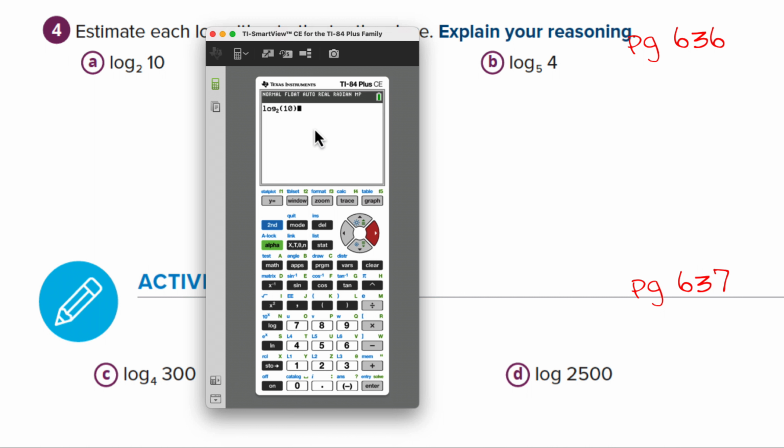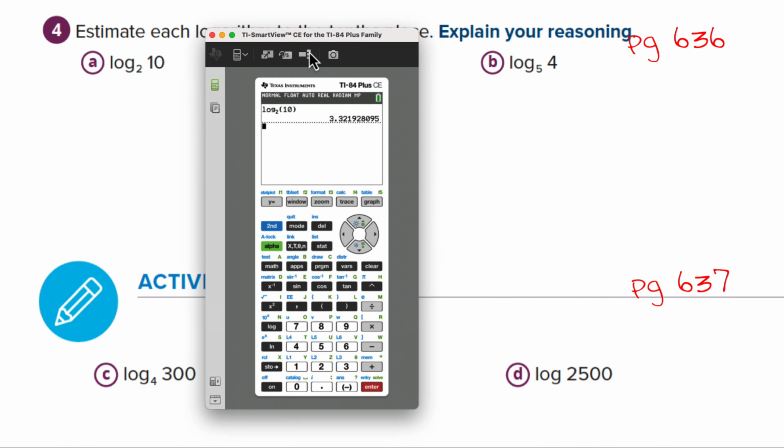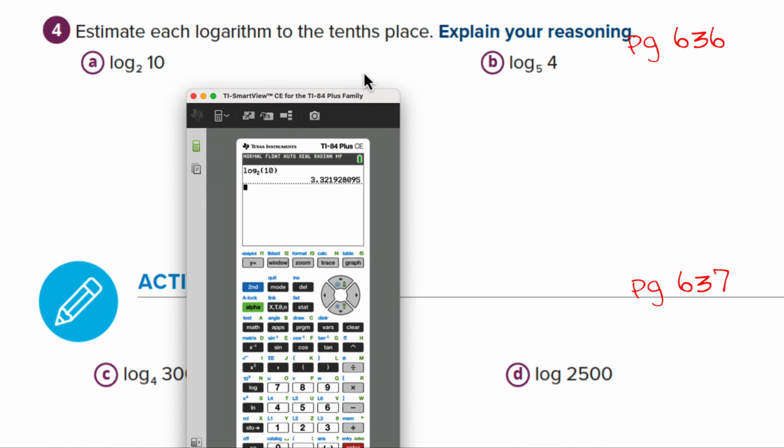2 to what power will equal 10? I know 2 to the second power is 4. 2 to the third power is 8. So it's a little bit more than 3, right? So we're going to estimate it, 3.32. We're going to want you to do that to the nearest 10th place. The 10th place is point that, whatever that is. So we have to look at the next number. If it's 5 or higher, we go up. We know how to round, right? So this one's going to be approximately equal to 3.3.